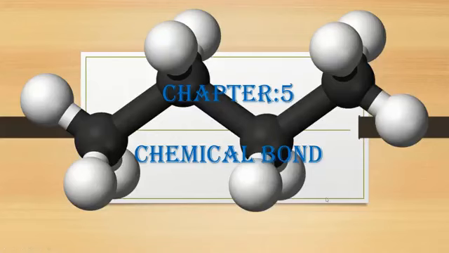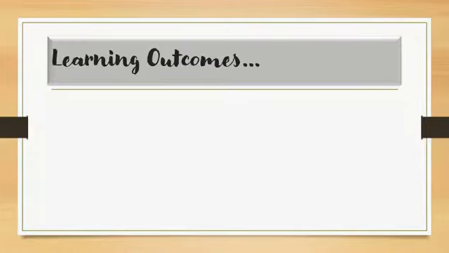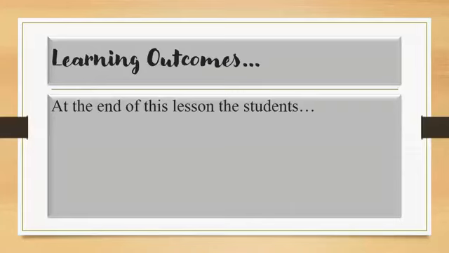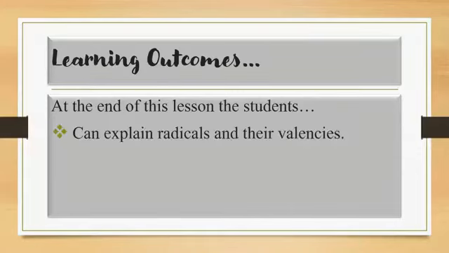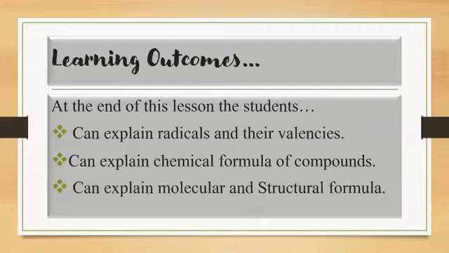Chemical bond. From this chapter, we will learn the topics radicals, chemical formula, structural formula. Learning outcomes. At the end of this lesson, the students can explain radicals and their valencies, can explain chemical formula of compounds, can explain molecular and structural formula.